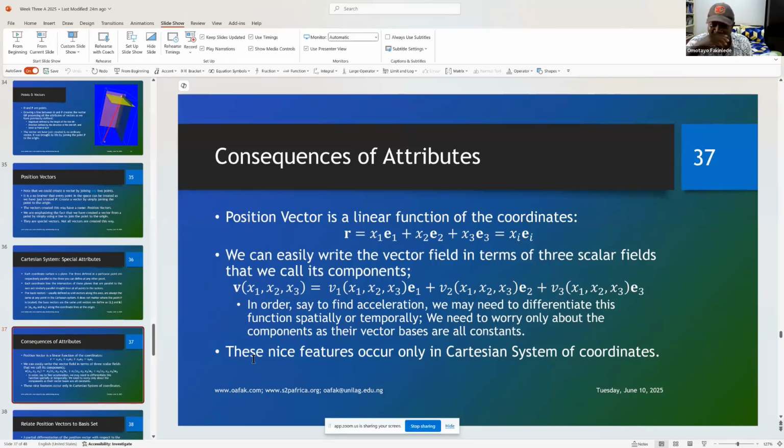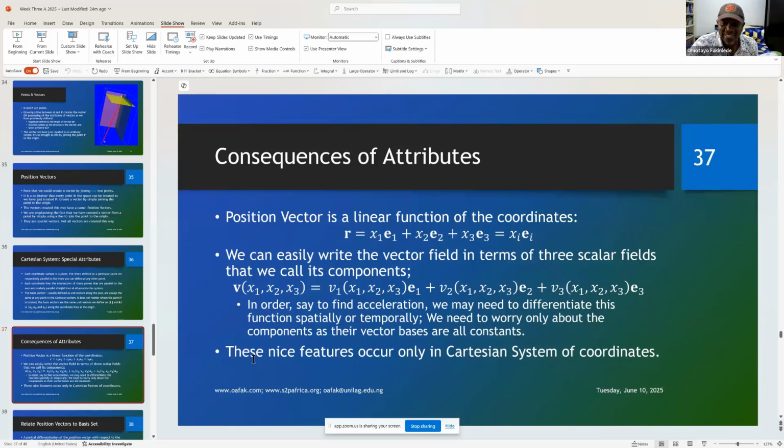In order to find, say, acceleration or any other thing based on this, we can differentiate this function. And you have been differentiating this very easily. When you are doing this differentiation, your teachers have always been very careful that you stay with Cartesian, because if you don't stay with Cartesian, you are going to get into trouble. And we are going to navigate those troubles in the next hour.